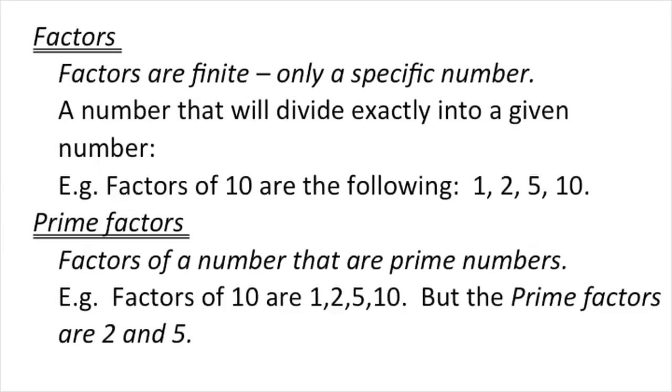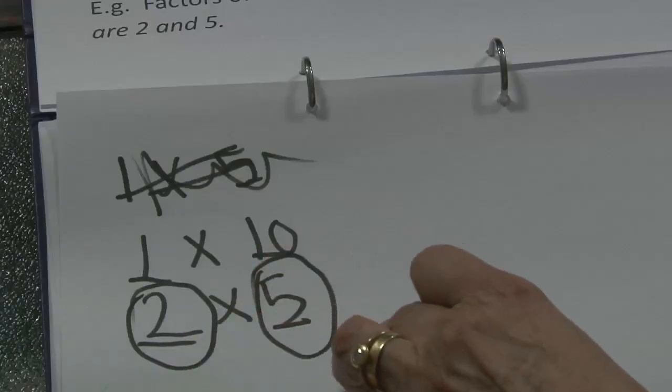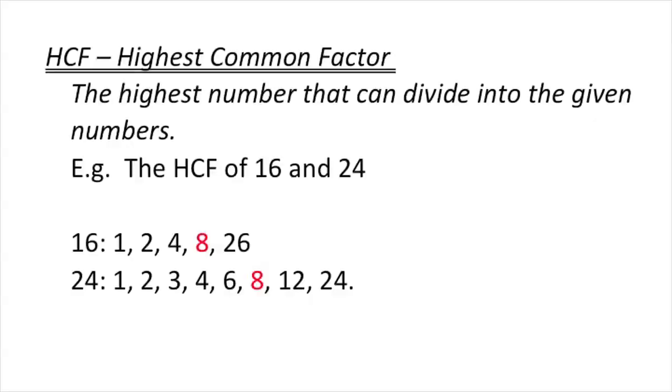Prime factors. Sometimes they ask you for prime factors of a number. When they ask me for the prime factors of 10, and you know your prime numbers, you will realize that 2 is a prime number, 5 is a prime number, so the prime factors of 10 are 2 and 5. The highest common factor is the highest number that can be divided into the given numbers.